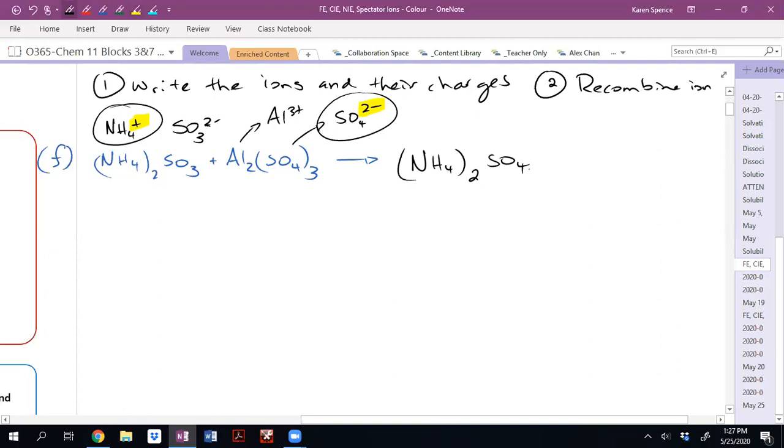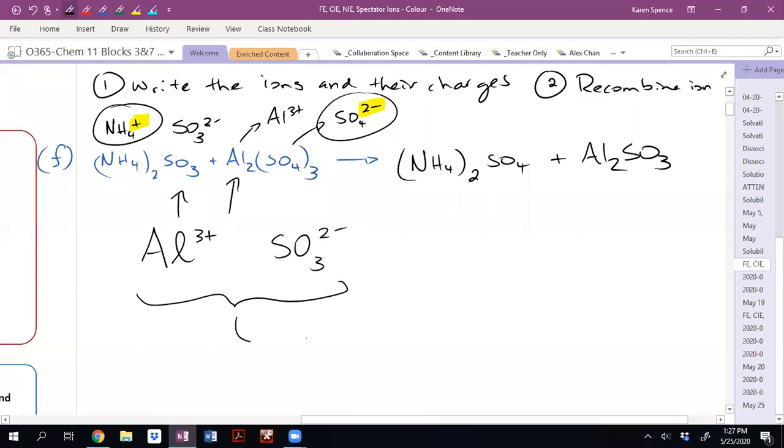And then aluminum is going to get together with sulfite. And I've got 2 aluminums here, so it's going to be Al2 and then SO3, right? So if I take my aluminum, which is 3+, and I put it together with SO3, which is 2-, do I get Al2SO3?